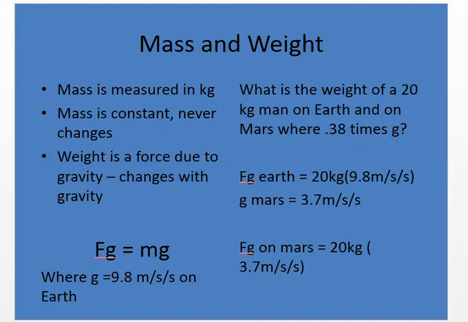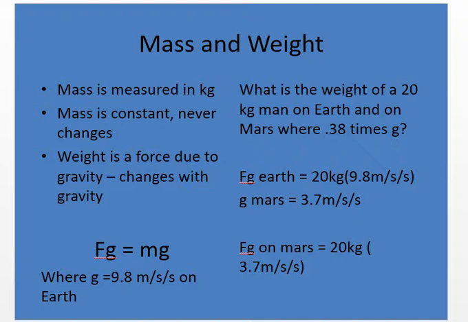Weight, symbolized by Fg, is equal to mass times gravity, where on Earth gravity is 9.8 meters per second squared. So if you have a 20 kilogram person on Earth and Mars has only 0.38 times the gravity, how does that affect your weight? Well, in both places you have the same mass. So on Earth, your mass is 20 kilograms times gravity of Earth, 9.8, which is going to give you a weight of 1960 newtons.